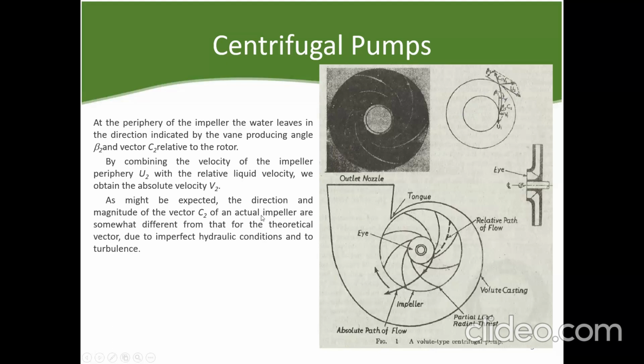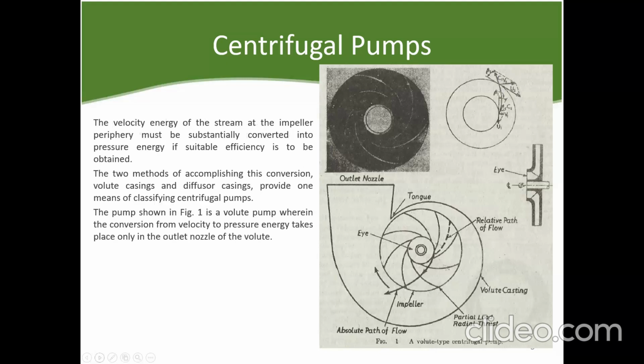As might be expected, the direction and magnitude of the vector C2 of an actual impeller are somewhat different from that for the theoretical vector due to imperfect hydraulic conditions and to turbulence. So this is theoretical, yung actual niya is yung may nag-iiba yung mga direction niyan. So sa picture, makikita mo yung arrow naka-dotted line. Parang actual velocity. The velocity of the stream at the impeller periphery must be substantially converted into pressure energy if suitable efficiency is to be obtained.